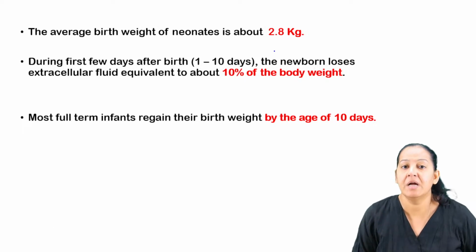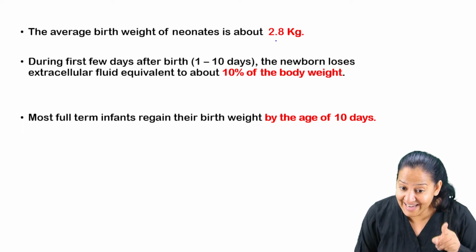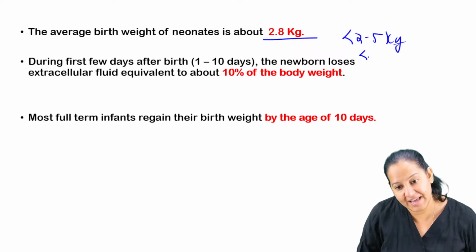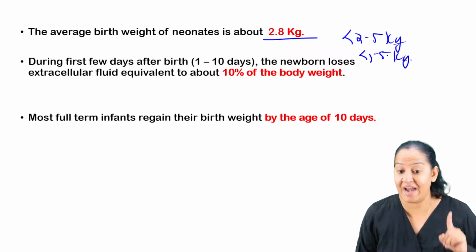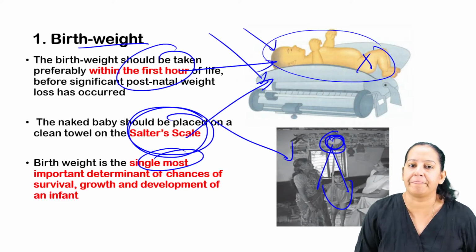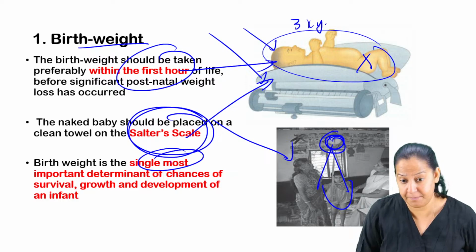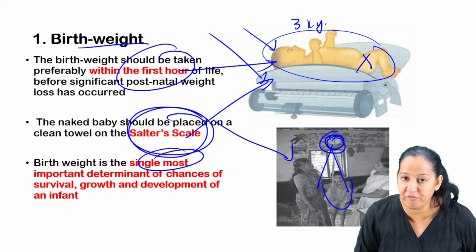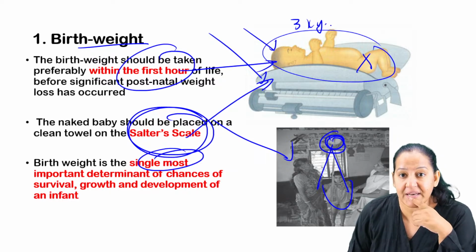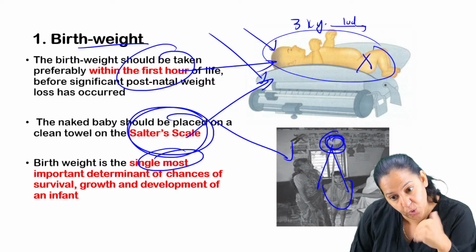Ideally, the average birth weight in India is 2.8 kg. Less than 2.5 kg is LBW. Less than 1.5 kg is VLBW. And the average weight in India is 2.8 kg. As soon as the newborn is born, imagine the birth weight is 3 kg. Okay, the baby is healthy. The baby is not LBW or VLBW. The baby is healthy, and the baby is having 3 kg. So in the next 10 days, the baby will lose weight.